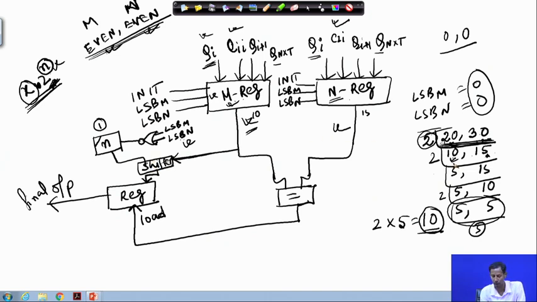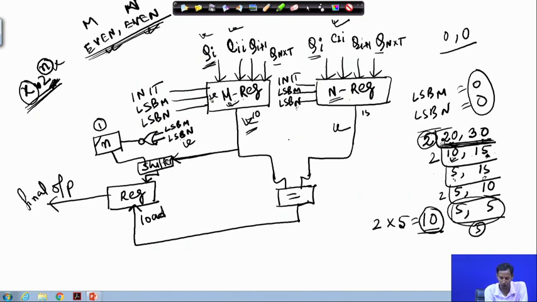Again, for this 10 and 15 case with 0 and 1, it will select to divide the m value by 2 to get 5, and n will remain the same. Then in the next cycle it finds 1 and 1, that means both are odd, so nothing changes. Are 5 and 15 the same? No, so this particular operation is not performed.